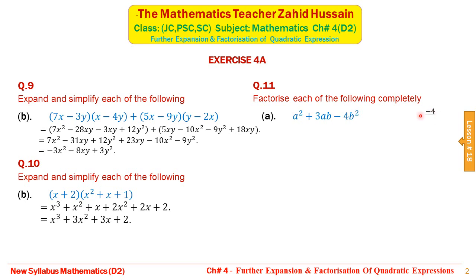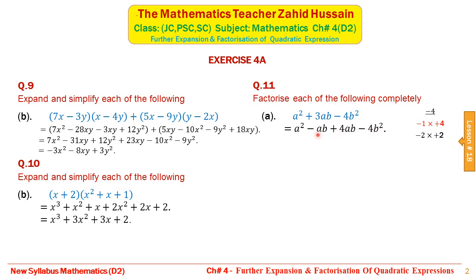Because this number is minus 4, the two factors will have different signs, and the sign of the larger will be positive. What are the pairs of factors of minus 4? That is minus 1 and plus 4, minus 2 and plus 2. Now what are two numbers which when multiplied give you minus 4, and when added give plus 3? So these two numbers are minus 1 and plus 4. We will break the middle term by using these two factors, and we will get a square minus ab plus 4ab minus 4b square.